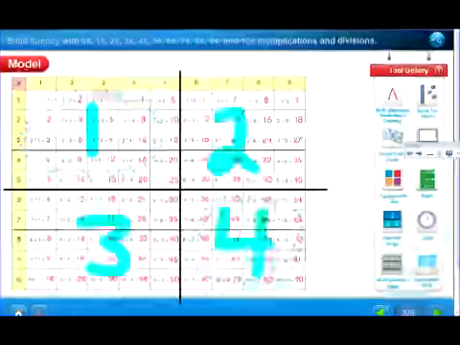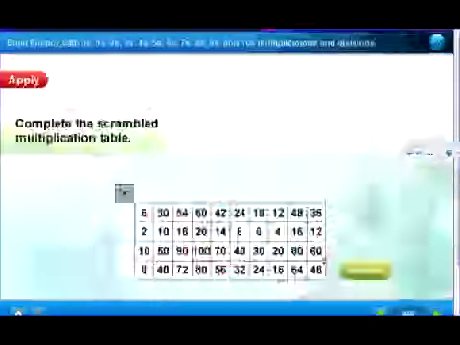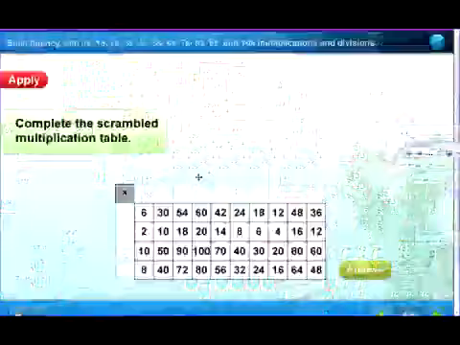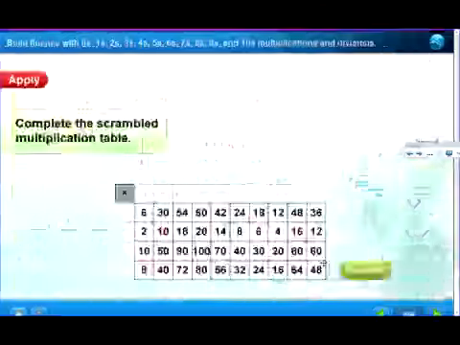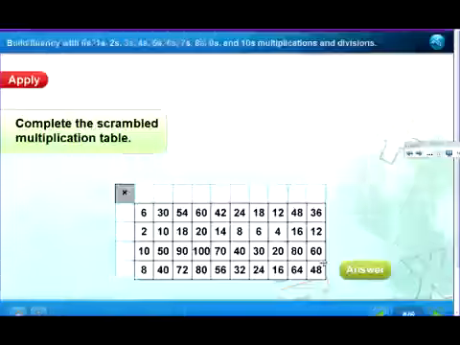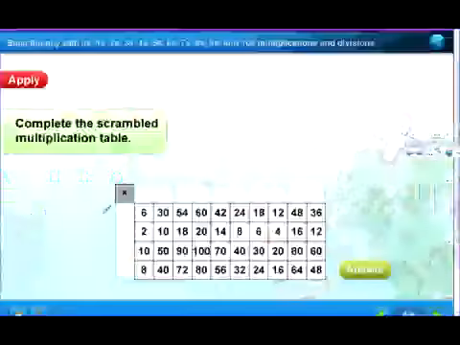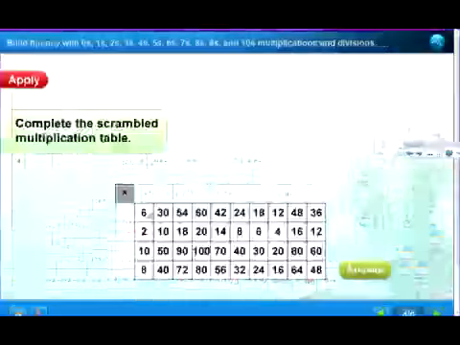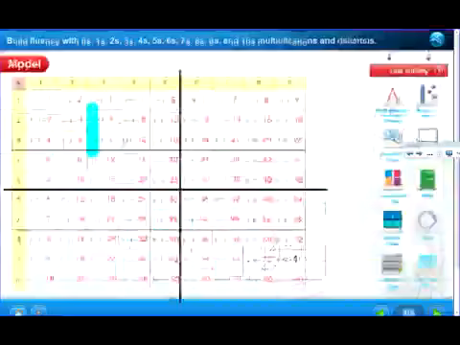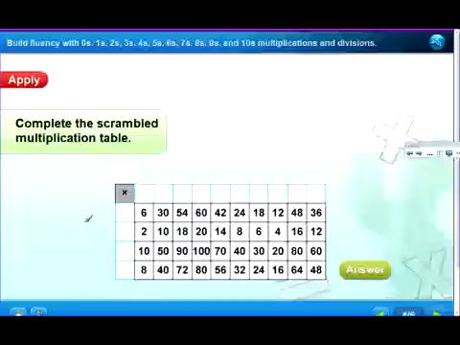Okay, for practice, we're going to look at this problem. It's called scrambling the multiplication table. What we want to do is see if we can figure out some of these answers. Well, I see that there's some 2's in this row, not column. So I'm going to put a 2 there.